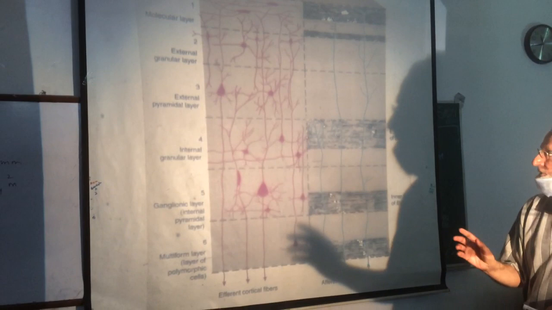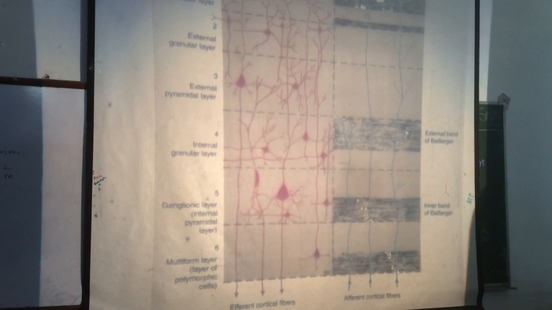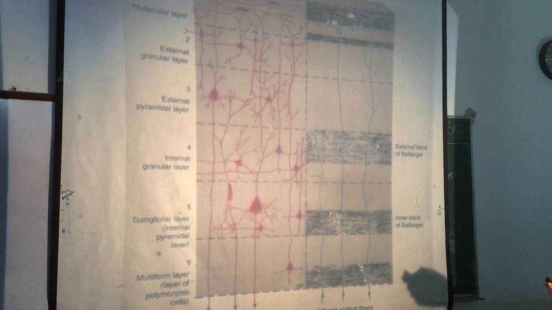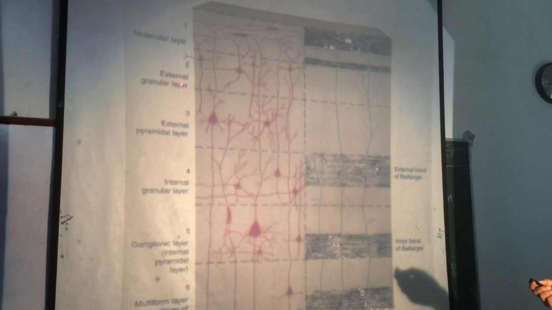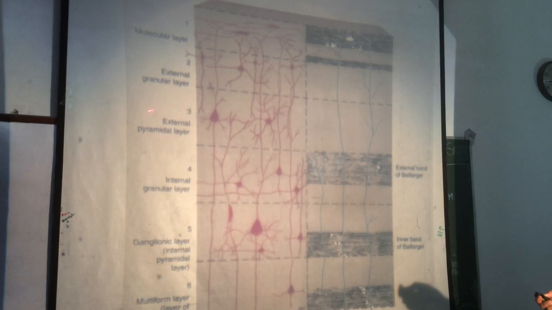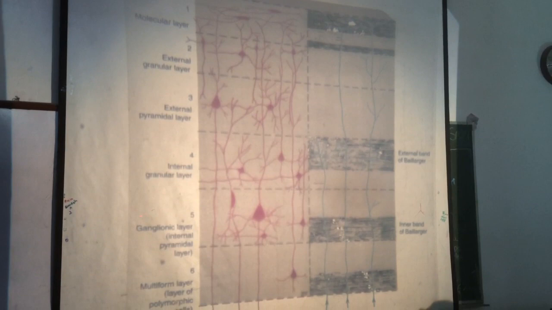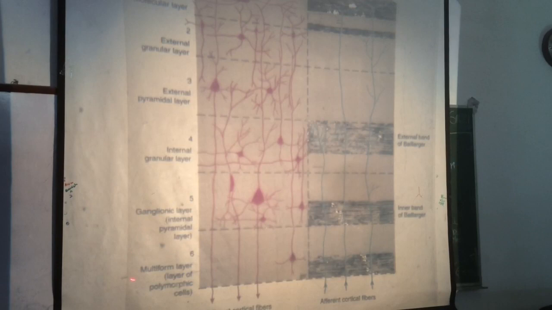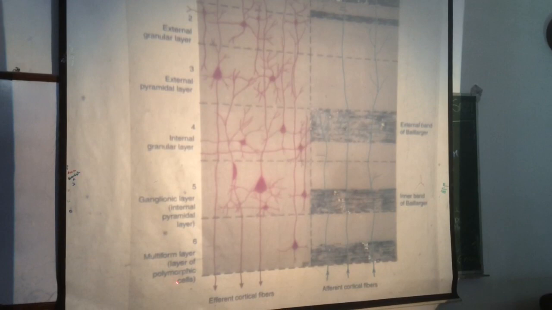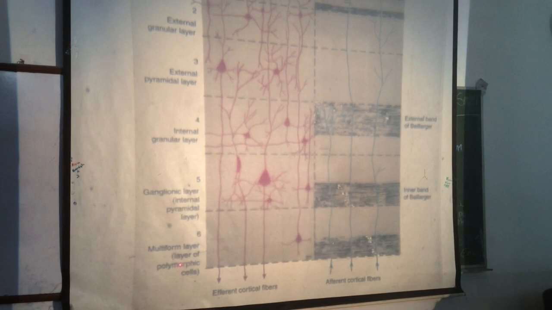The cerebral cortex consists of 6 layers: the outermost molecular layer, then the external granular layer, external pyramidal layer, internal granular layer, ganglionic layer or internal pyramidal layer, and the 6th layer is the multiform layer or layer of polymorphic cells.